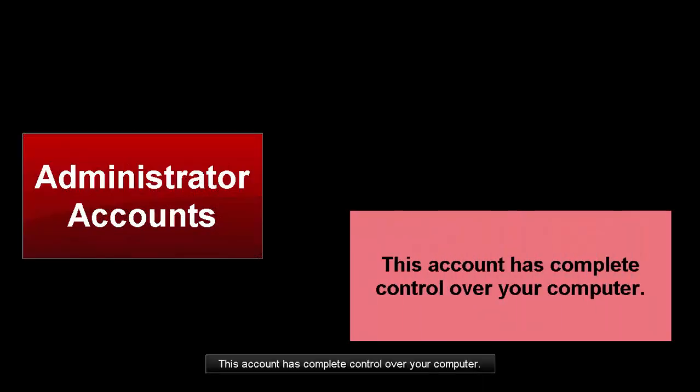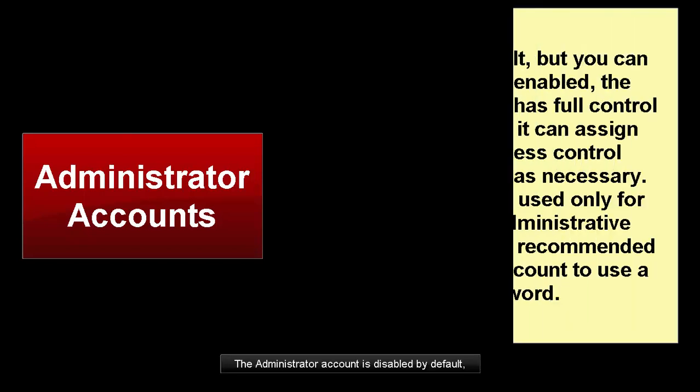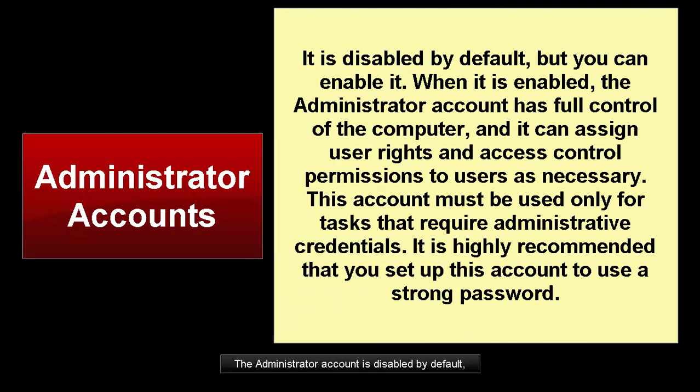Administrator account. This account has complete control over your computer. This can change any settings and access all of the files and programs stored on your computer. The administrator account is disabled by default, but you can enable it. When it is enabled, the administrator account has full control of the computer, and it can assign user rights and access control permissions to users as necessary. This account must be used only for tasks that require administrative credentials. It is highly recommended that you set up this account to use a strong password.